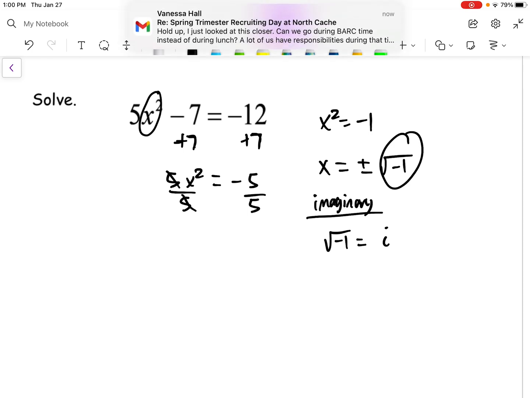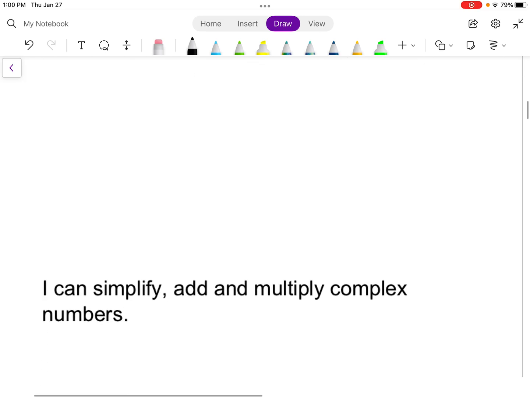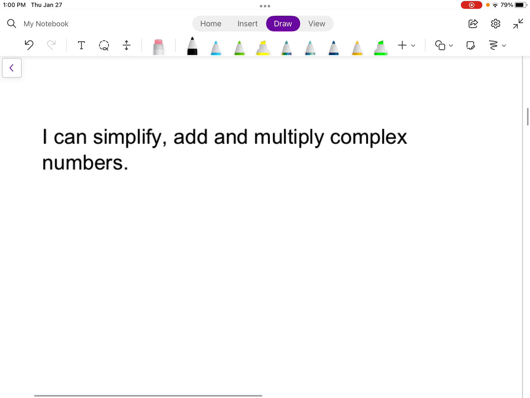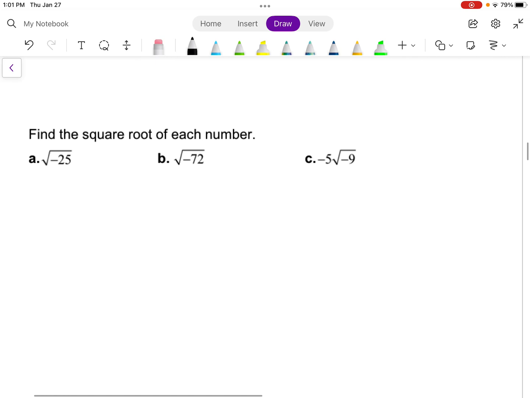So what we're working on today is taking imaginary numbers, and we're going to add and subtract them, multiply them and divide them. We're going to take radicals and simplify them. When there are negatives, you'll end up with an imaginary answer. So that's what we're working through here. This says I can simplify, add and multiply complex numbers. We'll talk about what that complex part means in just a second. But let's start with the very first thing: taking square roots of negatives and simplifying them down.